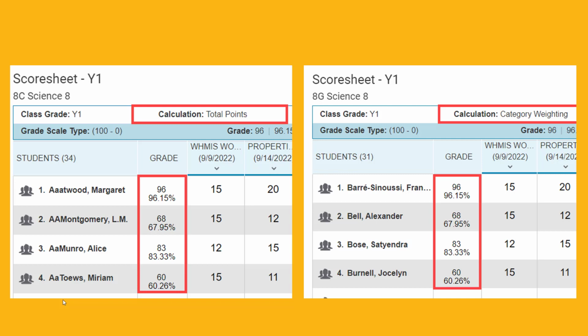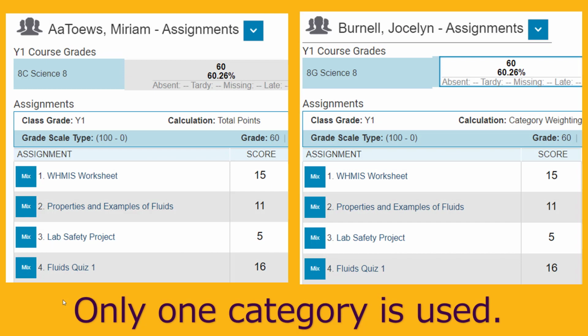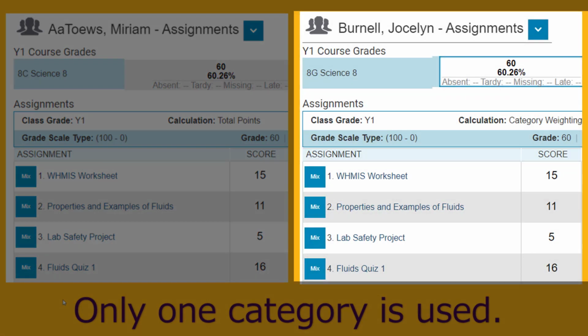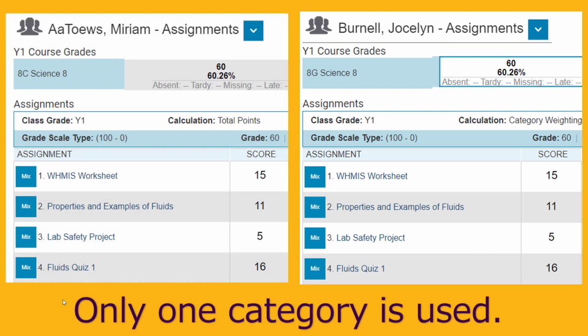The first four imaginary students in each class have been given identical scores for identical assignments for easy comparison. The images you see here show grades when only one category is used. Let's look more closely at student number 4, Miriam from 8C. She has 4 assignments in the first unit of study, 15 marks, 11 marks, 5 marks, 16 marks, and Jocelyn, the 4th student in 8G, has the exact same marks for those same assignments. And we can see that both students have the same overall traditional grades of 60.26%.